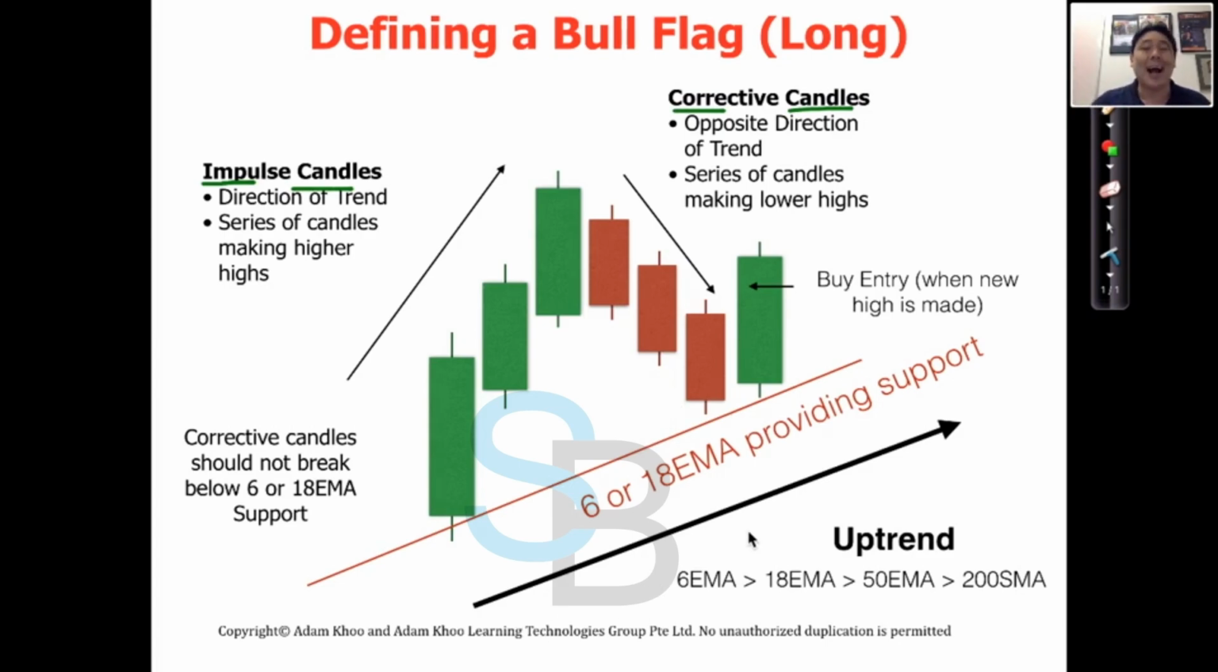So in this case, it's an uptrend, it's going up. So the impulse candles are the candles that are moving up. These are candles in the direction of the trend, and there are a series of candles making higher highs. If you take a look at these 3 candles, 1, 2, and 3, these are the impulsive candles. Why? Because they're going up in the direction of the trend, which is the uptrend. And you can see that this high, and this high, and this high are making higher highs. So we call these the impulsive candles or impulsive wave.